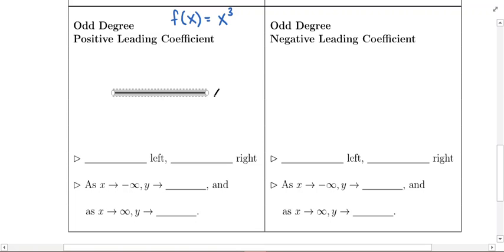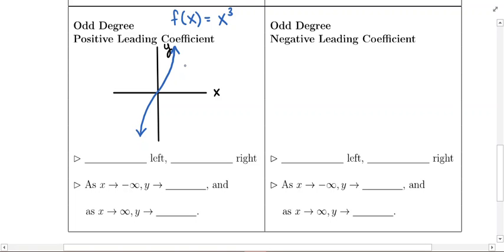So here's the x-axis, and then I'll draw in the y-axis. If you remember, this particular graph is the S, the long S. So it did something like this. So this is the graph of x cubed.